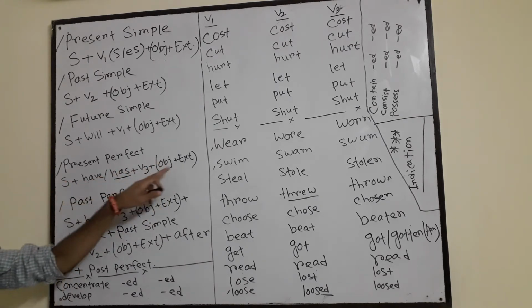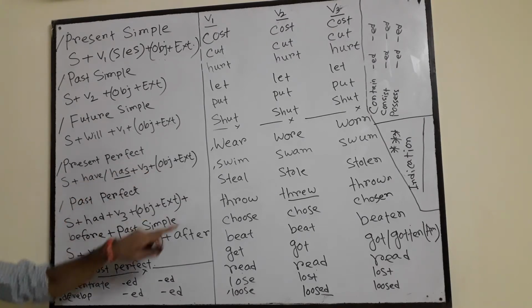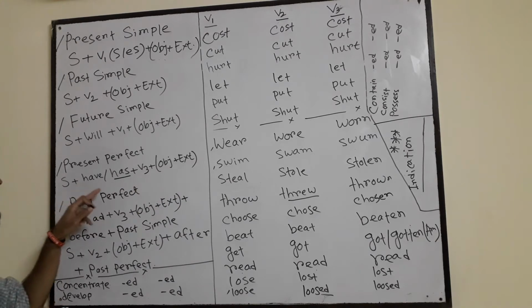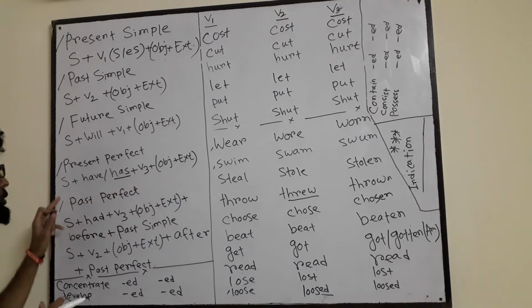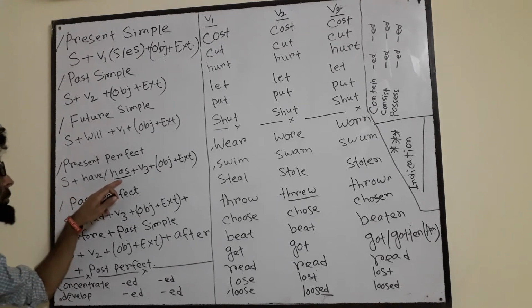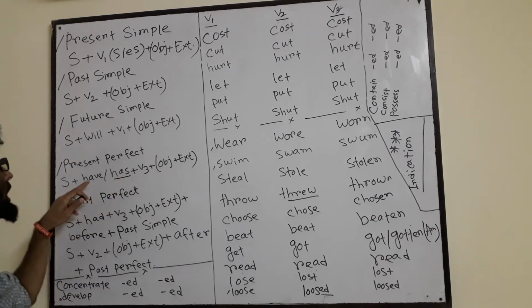Okay, now, I have done my homework. You have done your homework. We have done our homework. They have done their homework. Okay, we can use it this way. So when we see the subject is third person singular, that time we have to use has. Otherwise we have to use have.